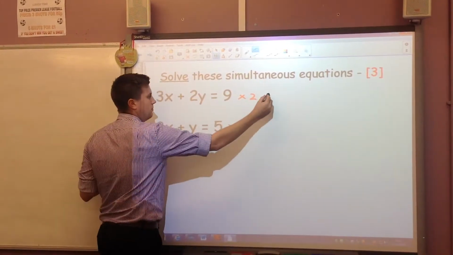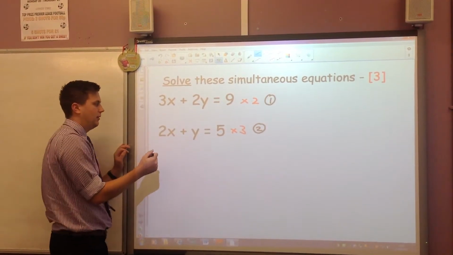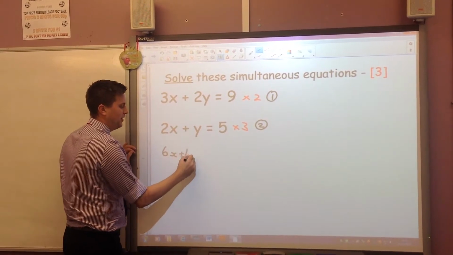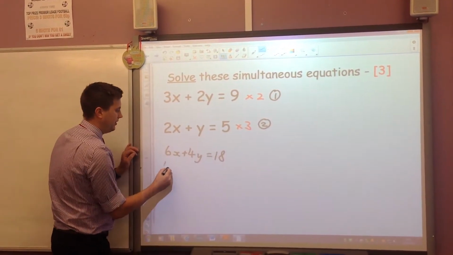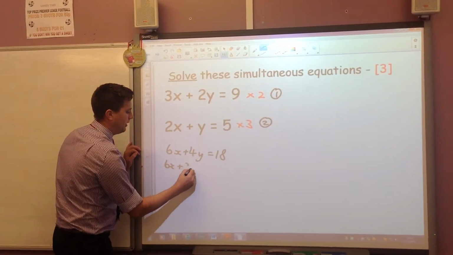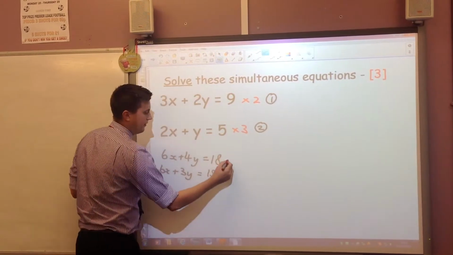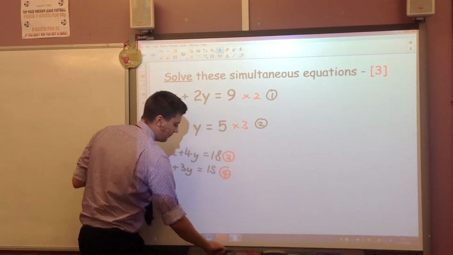We'll call these equations number 1 and number 2, so if at any point we need to come back to them, it's easy to see where we started. Multiplying all by 2, the top row, we end up with 6x, 4y and 18. Multiplying the bottom row, we end up with 6x, 3y and 15. We can call these equations 3 and 4 if we like, so if we do any more work with them then we know that they're there.